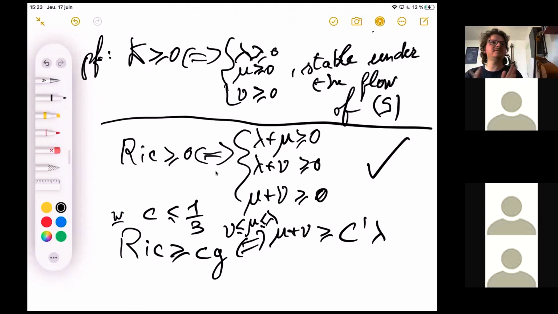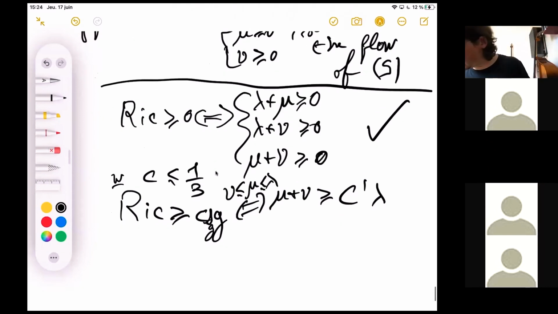So, and what this tells you is that, so remark that, oh no, sorry, this is false. So C times the scalar curvature. Remember that the scalar curvature is the trace of the Ricci tensor. So if C is equal to 1/3, then you have a matrix of trace S whose every eigenvalue is at least S over 3. That means that Ricci is just S over 3 times the identity. So this is called the pinching of the eigenvalues of Ricci. So it gives you a very strong control.